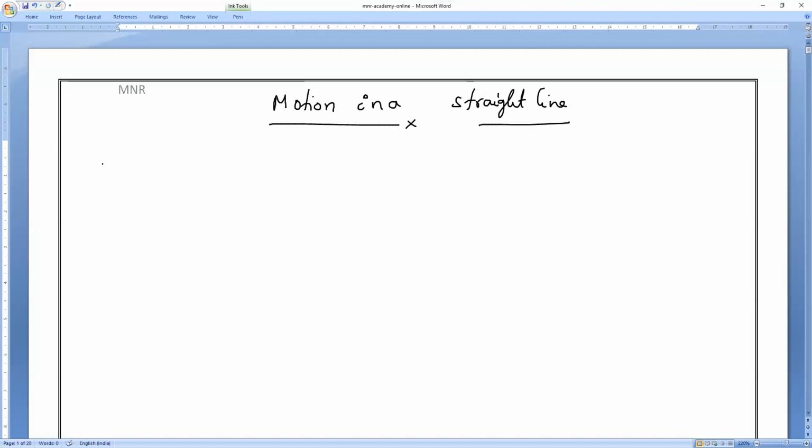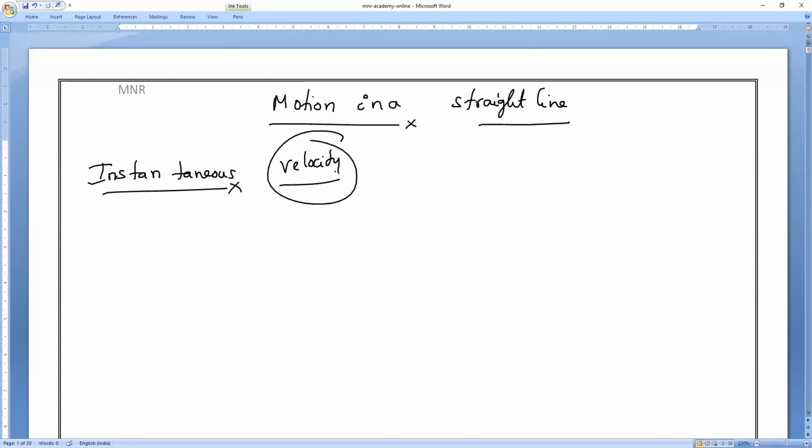First, we are going to study instantaneous velocity. You all know what velocity is. Forget about instantaneous velocity for now. What do you mean by velocity? Can you tell me? What is the formula I'm asking? Velocity is equal to displacement divided by time taken. Yes or no?